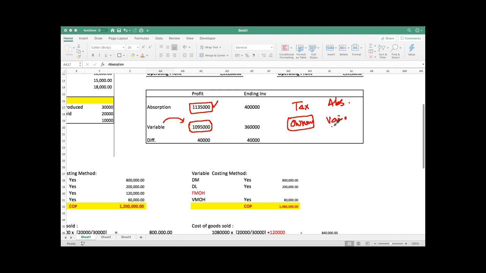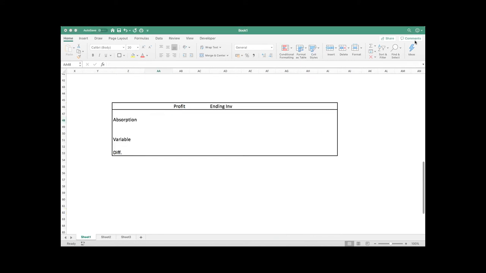Whereas using the variable costing method, your profit is only 1,095,000. As the owner of this company, you may see that why should I use this amount to pay the manager's incentives and all. Better let me use a variable costing method. So the tax authorities ask you to use absorption costing method, whereas the owners use the variable costing method. This is for internal purpose for the calculation of incentives, etc. Clear? Yes. Now we understand that absorption costing is used for external reporting purpose. We are preparing absorption costing method only to pay taxes. Whereas for incentive purpose, we are encouraging our people to use variable costing method.